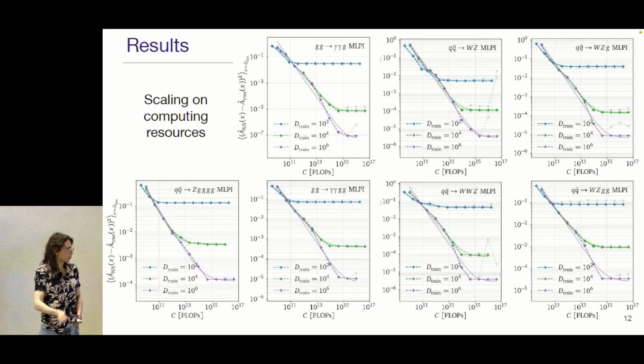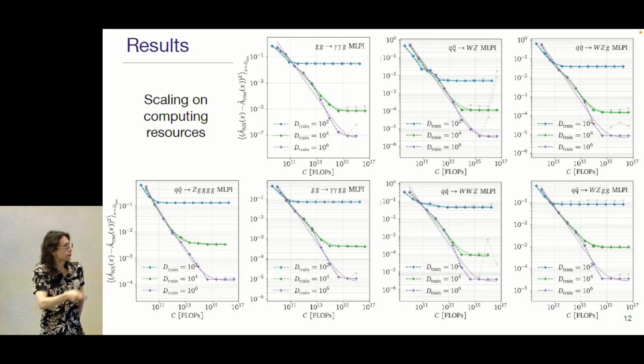And just moving on more quickly, because I don't know how much time I have left. But here are more results trained just on MSE loss for the rest of the processes. And we can see, again, the very clear behaviors, clear straight lines, plateaus. Here is for the scaling on the computing resources. So you see, again, the bottleneck is very clear, the dataset size.